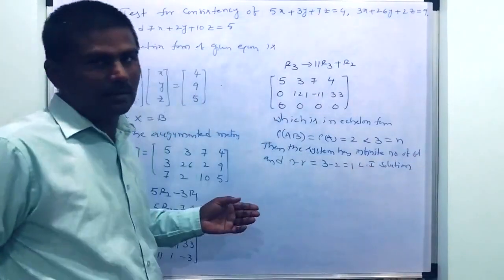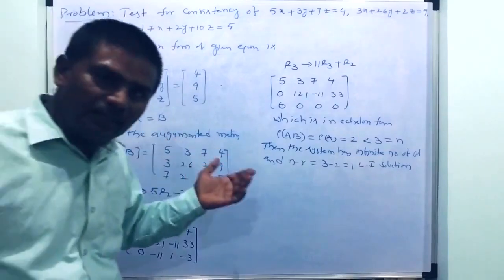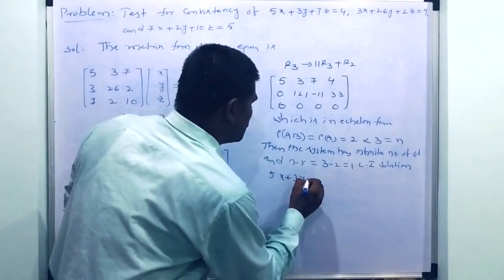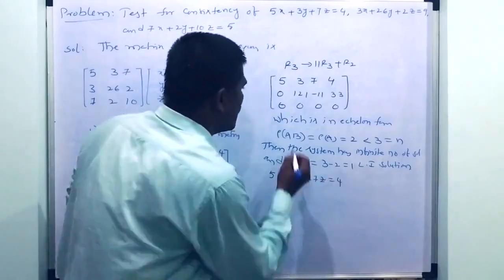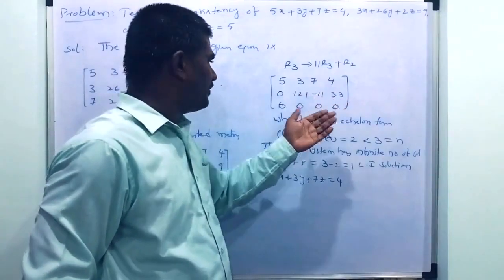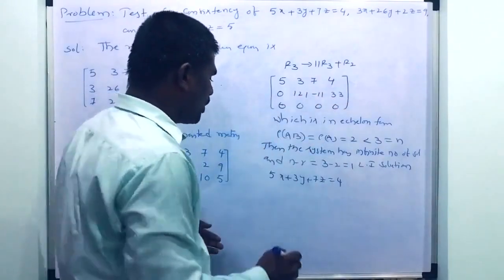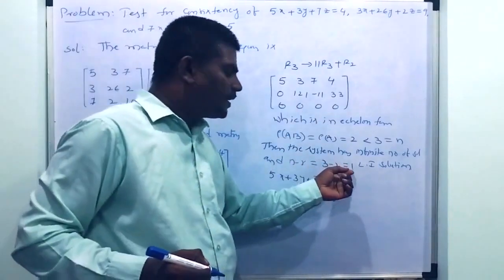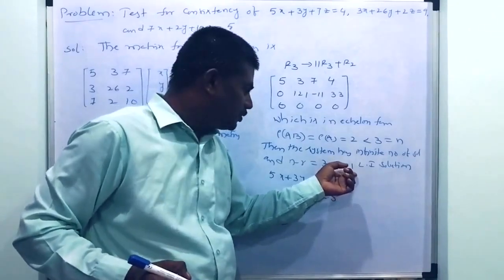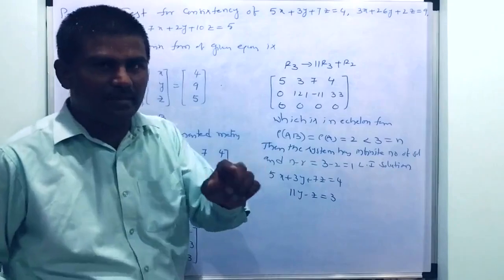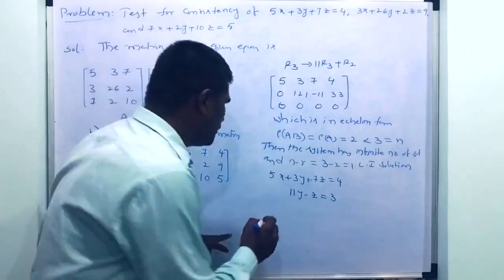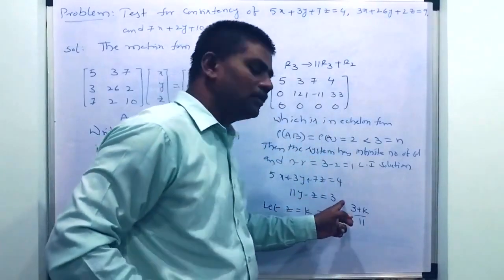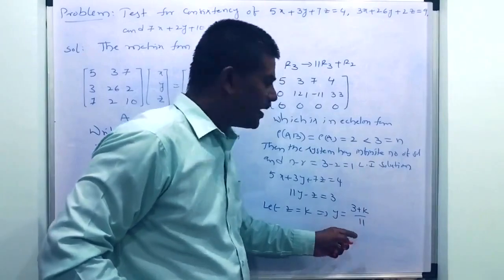Now, how can you find that non-trivial solution? By writing the equations 5x plus 3y plus 7z is equal to 4, and dividing the second equation by 11, then it is 11y minus z is equal to 3. As there is one linearly independent solution, you have to take one variable as k. So let me take z is equal to k. Let z is equal to k, then y is (3 plus k) by 11, taking z to the right hand side.